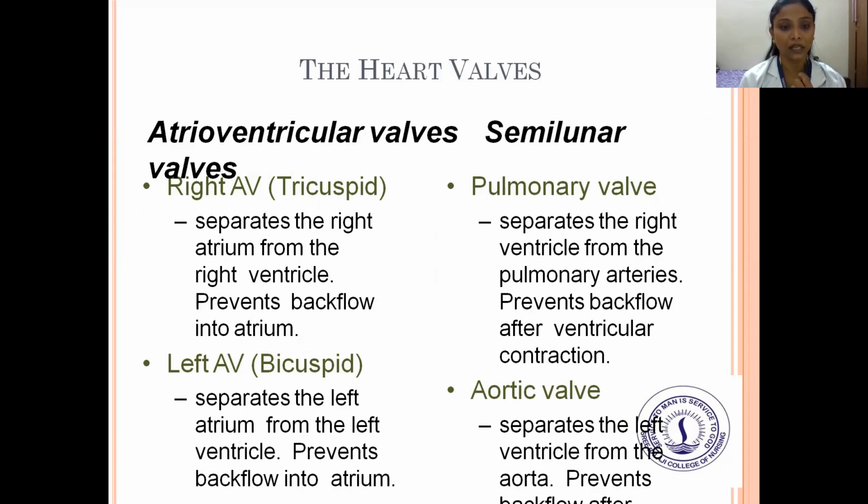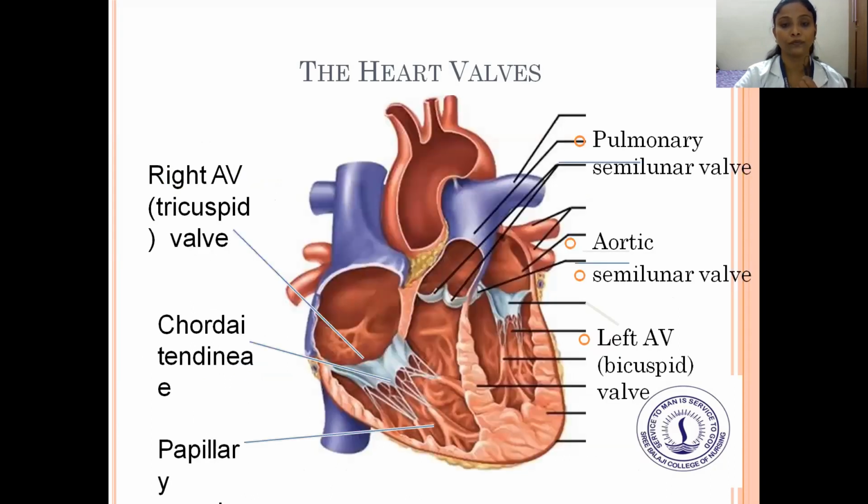That is right atrioventricular, the tricuspid valve. It separates the right atrium from the right ventricle and prevents backflow into the atrium. And the left AV, that is the bicuspid valve, separates the left atrium from the left ventricle and prevents backflow into the atrium. The pulmonary valve separates the right ventricle from the pulmonary arteries and prevents backflow after the ventricular contractions. An aortic valve separates the left ventricle from the aorta and prevents backflow.